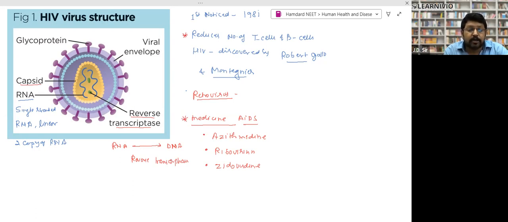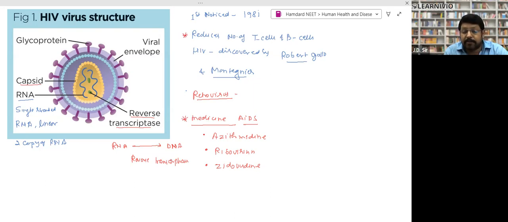So what it actually does is switch off our immune system, because it reduces the number of B cells and T cells. When the number of B cells and T cells reduces, our immunity will be shut down. HIV is not a virus, HIV is not a disease, it's a syndrome, right? HIV shuts down the immune system of a person, and because of that, when bacteria or pathogens attack, the body cannot fight against them.